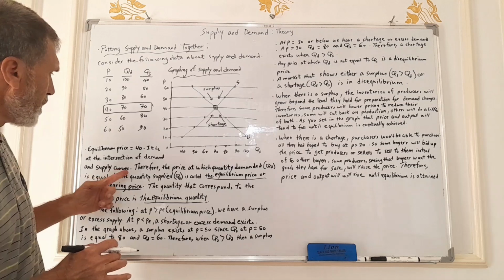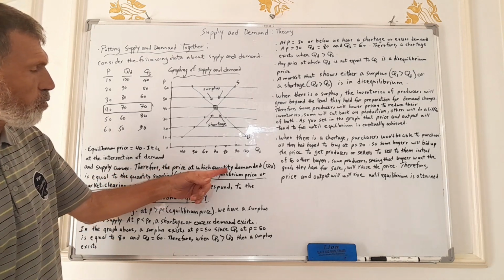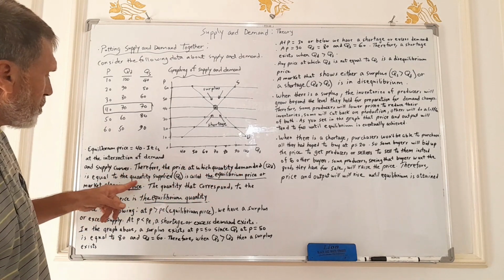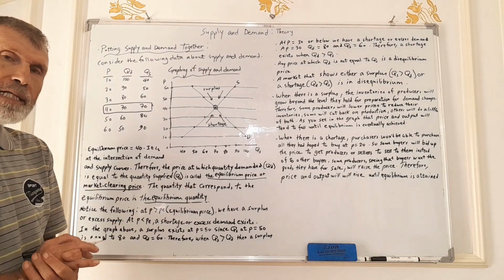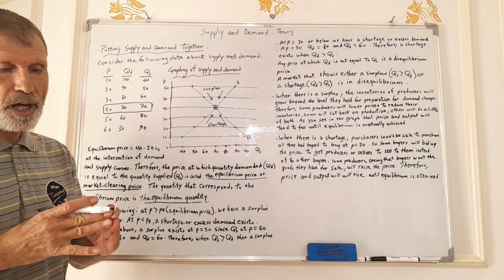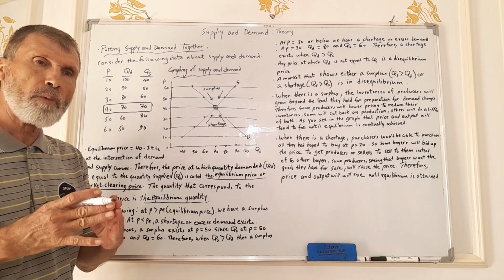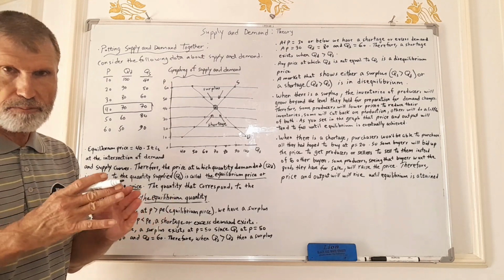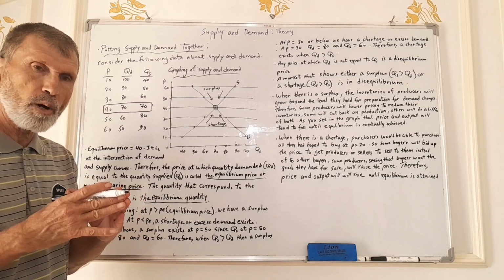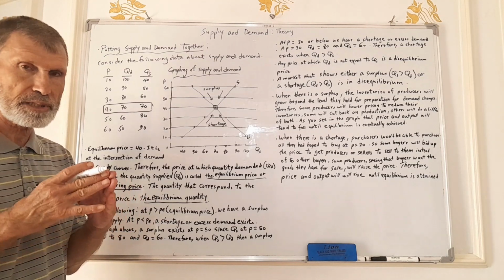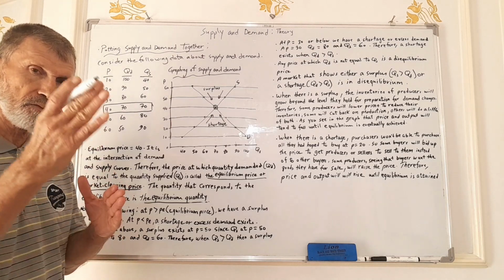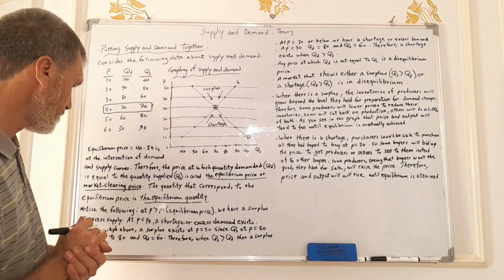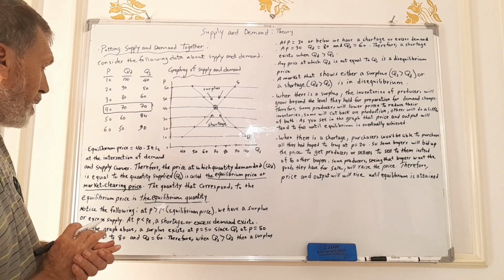Now, as you can see over here, the price at which quantity demanded is equal to the quantity supplied is called the equilibrium price or market clearing price. They mean the same thing. It is the price where quantity demanded is equal to quantity supplied, or it is determined by the intersection of the demand and supply curves.